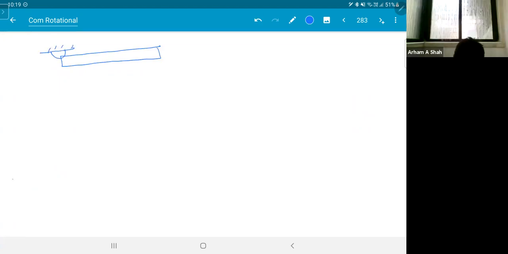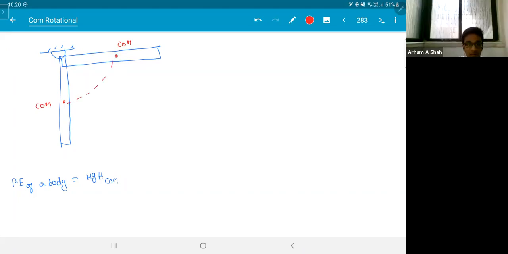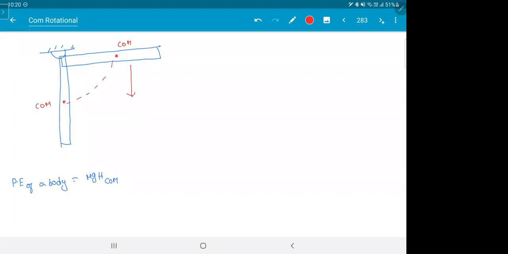When you say potential energy of a system, potential energy of a body is what? MgH of center of mass. Agreed? So when the rod is becoming like this, where is the center of mass? Initially, center of mass is here. Now the center of mass is here. L/4, L. So how much did the center of mass actually fall? L/2, no? Even though the rod's tip has fallen by distance L, the center of mass has fallen only L/2. Does that make sense?